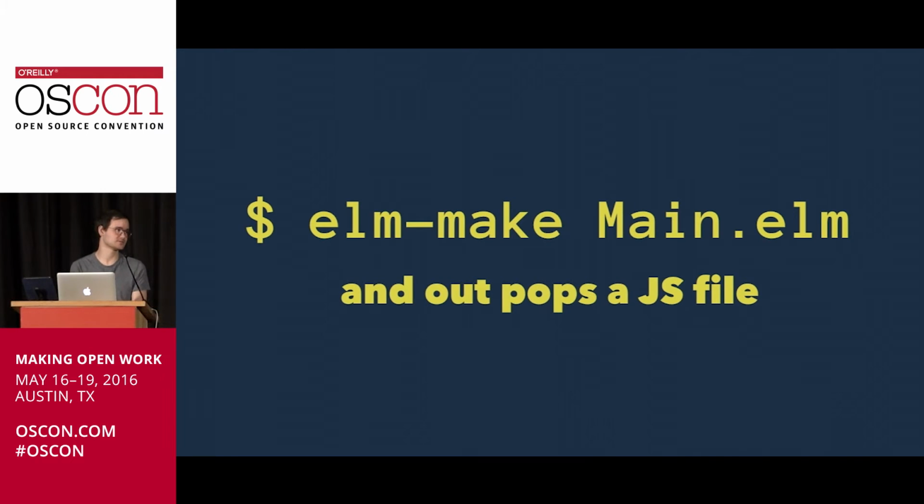So how do you use it? The way you use it is just by taking an Elm file and piping it into Elm make on the command line. And you get a JavaScript file you can just drop on your page. And obviously there are plugins for Gulp, Grunt, Webpack, whatever you're using to bundle your JavaScript files if you're running a production site.